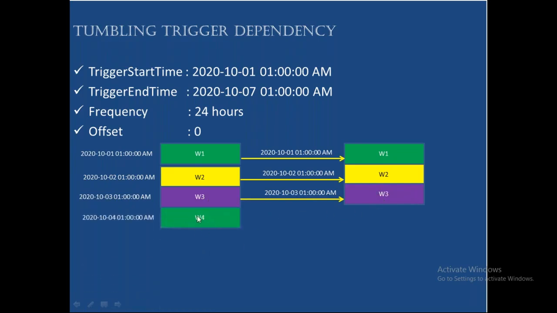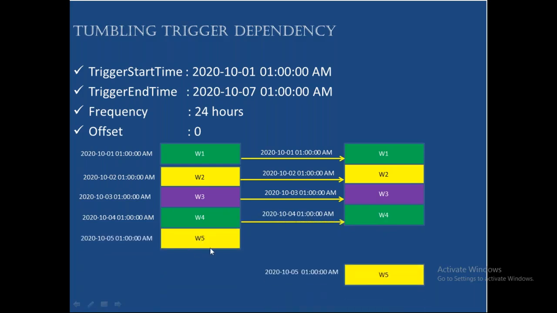Here also, window 4, pipeline 1, started on October 4. At the same time, pipeline 2, window 4 also will start, but it will keep on waiting for the status of pipeline 1. Once it receives the status, then it will run.